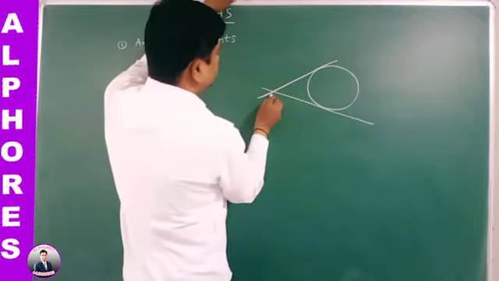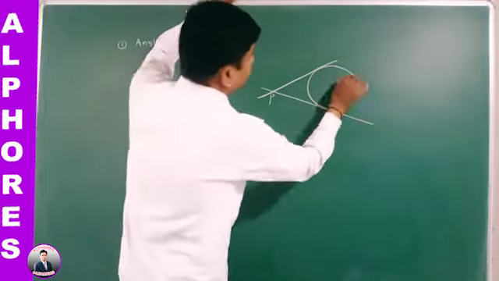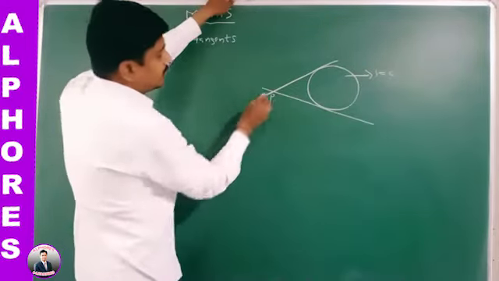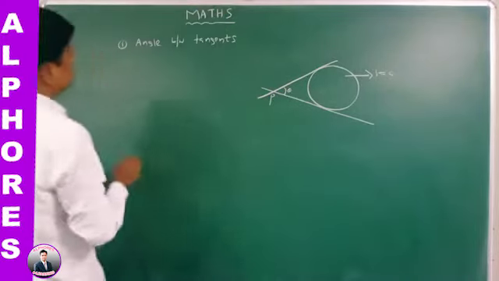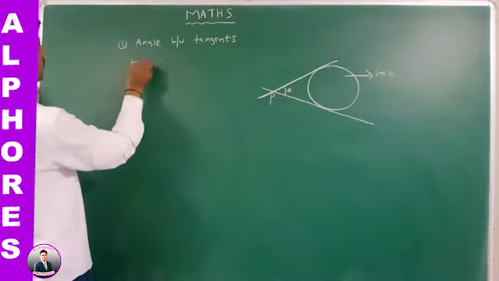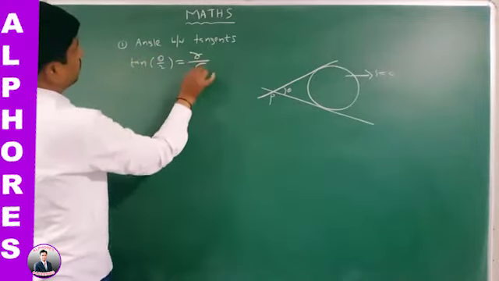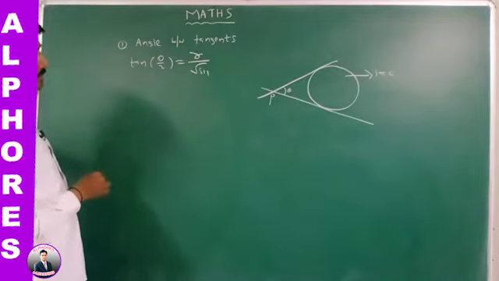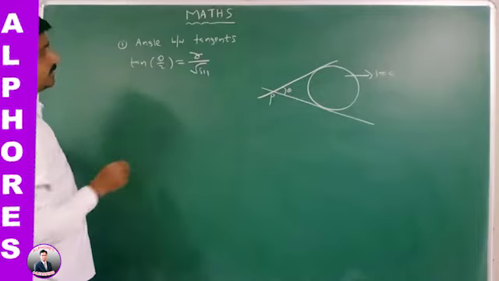The two tangents drawn from an external point P to the circle S equal to 0. Here theta is the angle between the tangents. Then we have the formula tan of theta by 2 equal to r by root s11. According to this formula, we have to find the angle between the tangents.